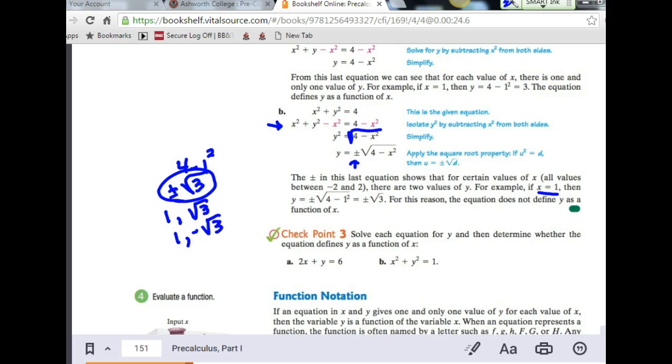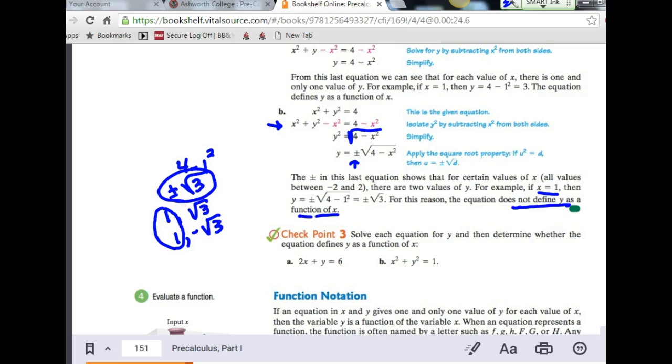And the bottom line to that is the x value can only have one specific y value that it matches. The x values cannot repeat. Therefore, this does not qualify and does not define y as a function of x.